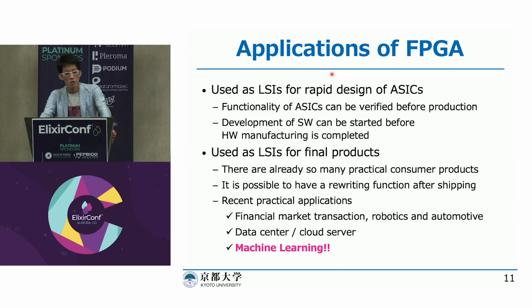The applications of FPGAs are as follows. FPGA was formerly used for rapid design of ASICs. By using FPGA like this, functionality can be verified before the production of ASIC. And moreover, software developers can start their work before hardware manufacturing is finished. Recently, FPGA is used for the final product. It is possible to have a rewriting function after shipping. Recently, practical applications of FPGA are financial market transactions, robotics, automotives, data centers, cloud centers, and machine learning.